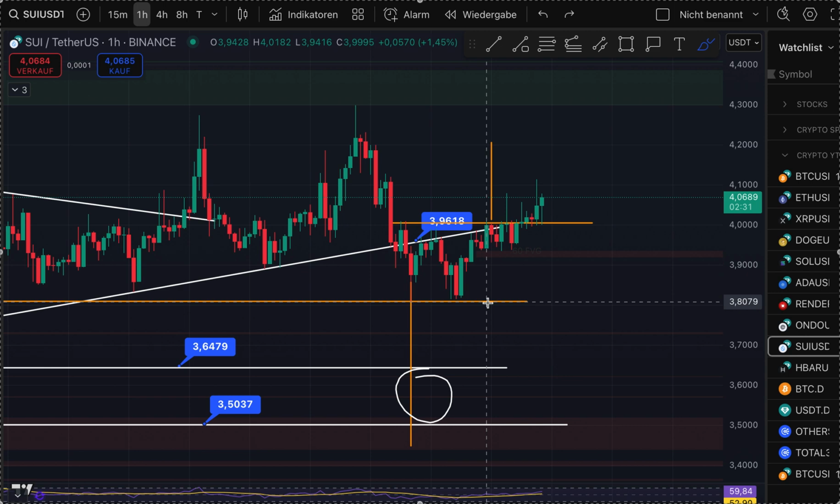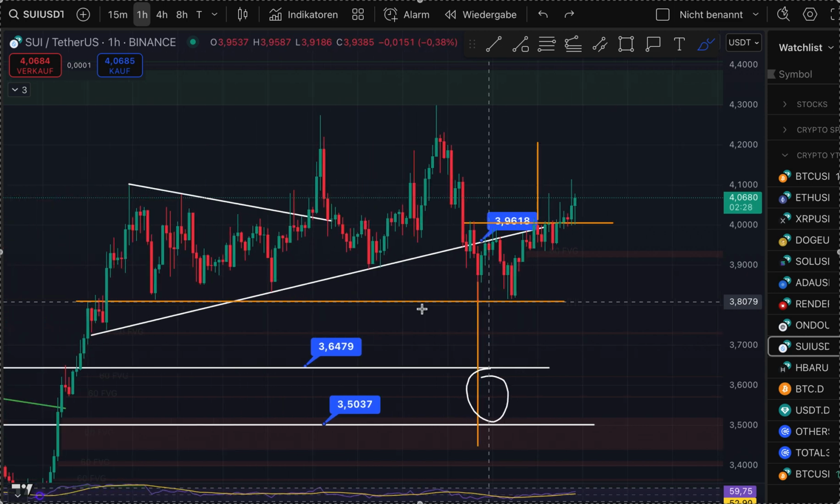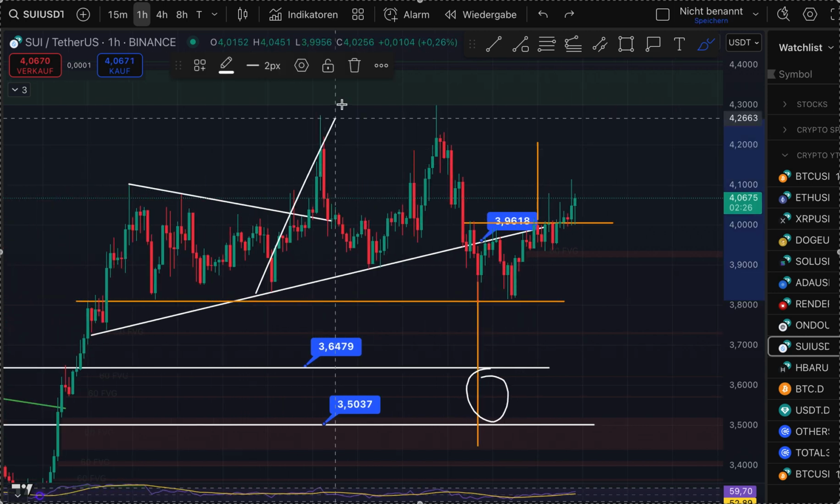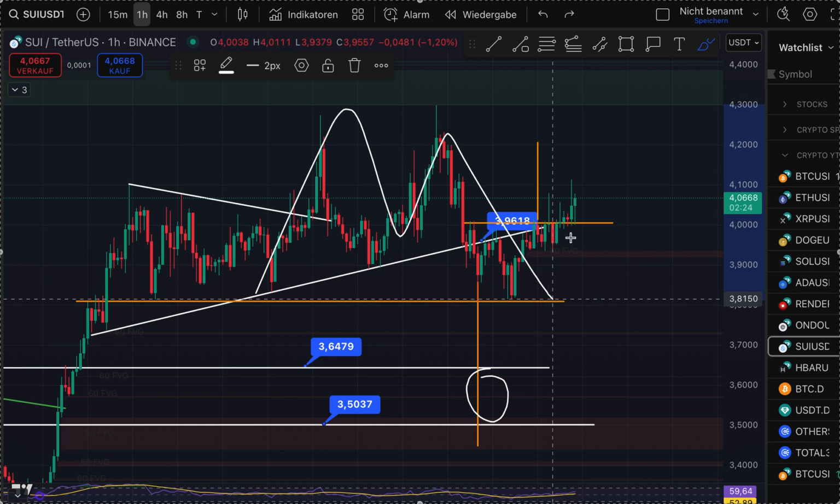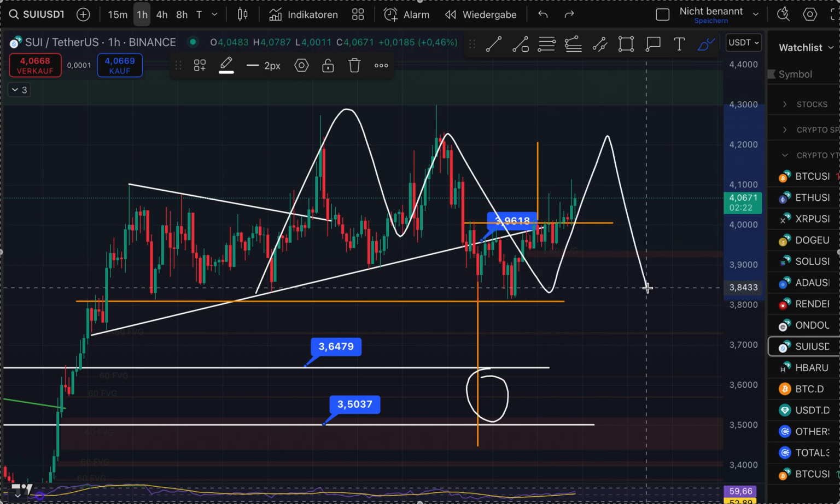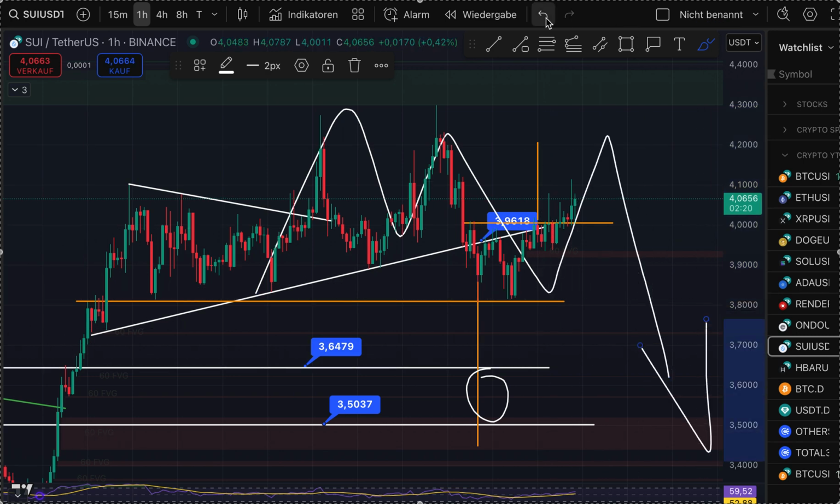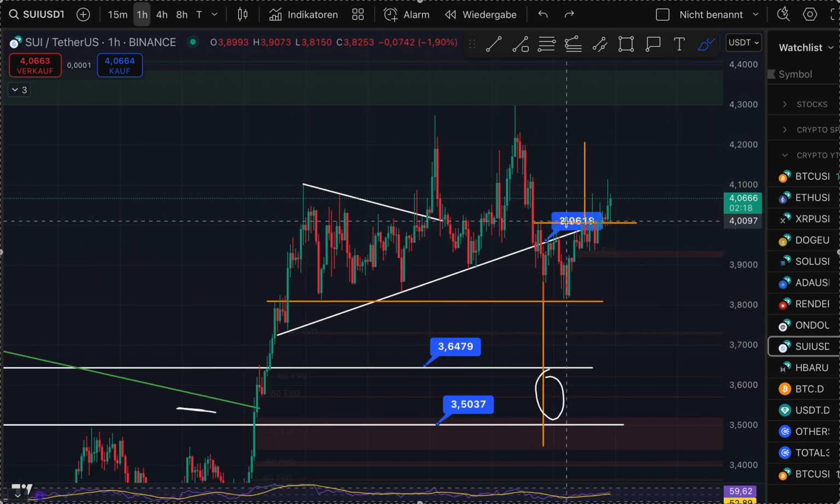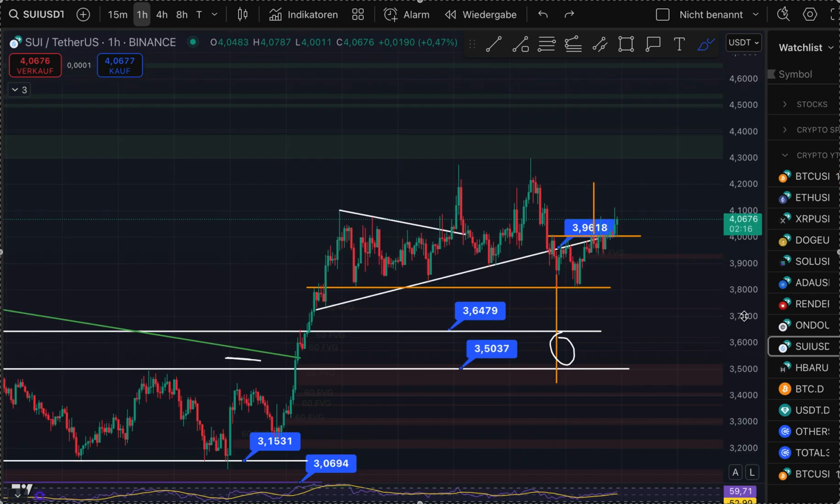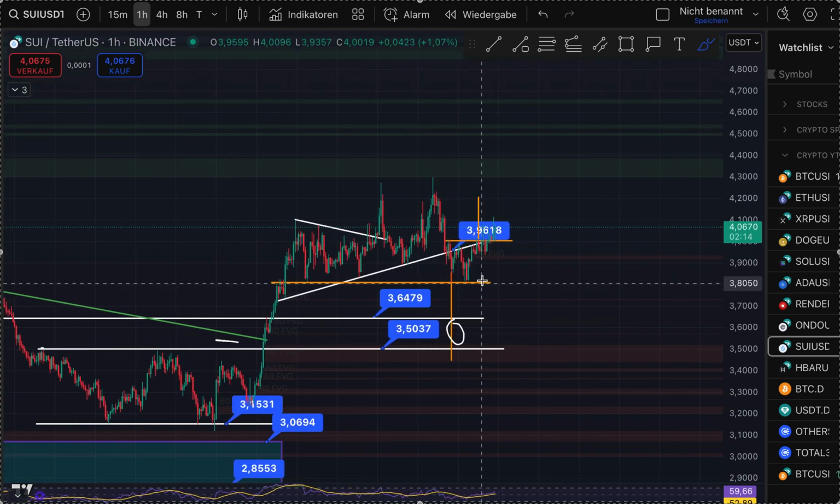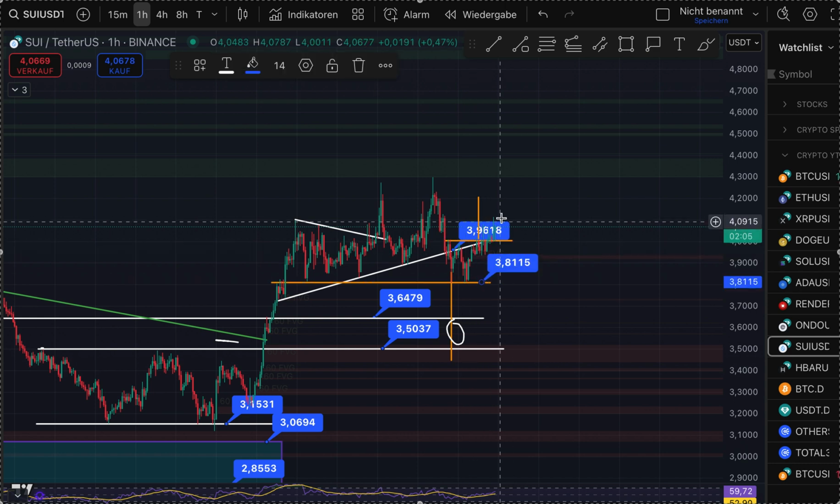If we break it then to the downside, $3.80, then this here can be a triple top pattern which breaks to the downside. And that wouldn't be good. We can expect lower price then for SUI. But like I said, let's wait for the $3.81 for SUI first, breaking to the downside. For now, it looks good to me.